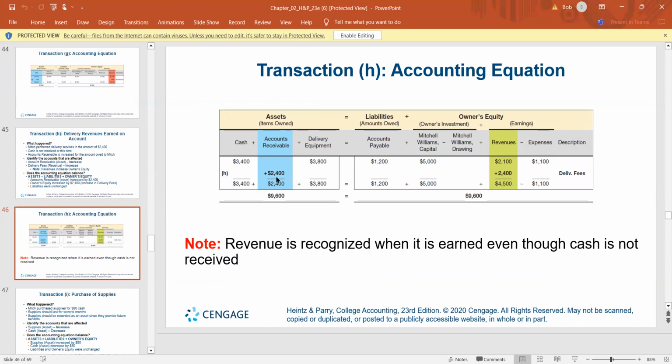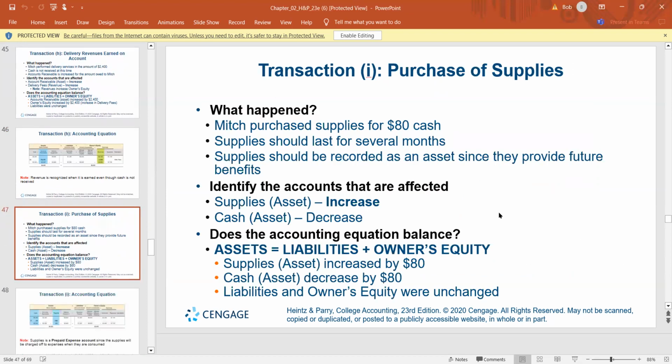Accounts receivable. UCSB owes us $2,400 for pizza, and the revenues went up, and therefore the equity went up. We bought supplies for cash, and the supplies are going to last several months. Supplies should be recorded as an asset when they're purchased. When you buy supplies or an insurance policy, they are classified as assets. You are not going to record an expense until you actually use the supplies, okay?